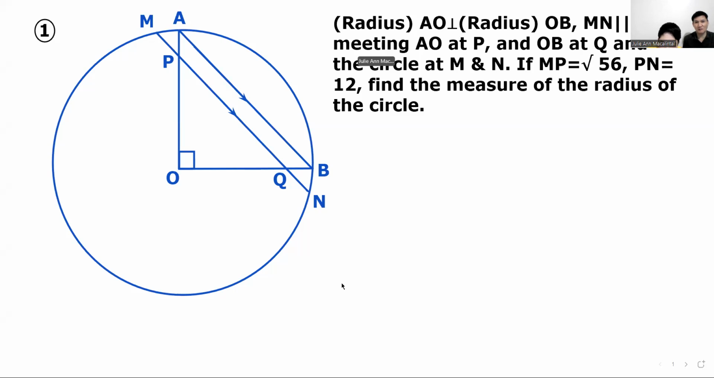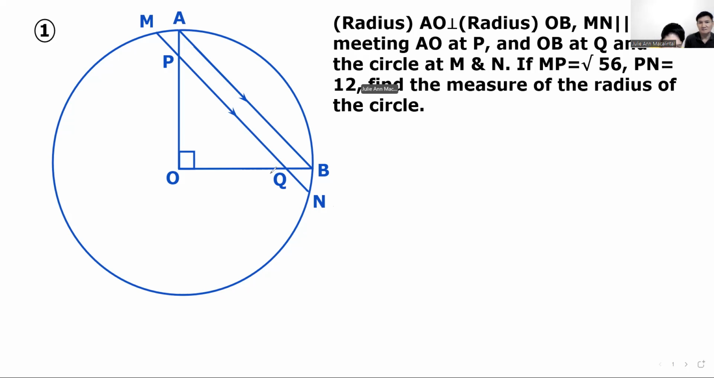So let's start with number one. Radius AO is perpendicular to radius OB. MN is parallel to AB, meeting AO at P and OB at Q, and the circle at M and N. If MP is equal to square root of 56 and PN is equal to 12, find the measure of the radius of the circle.